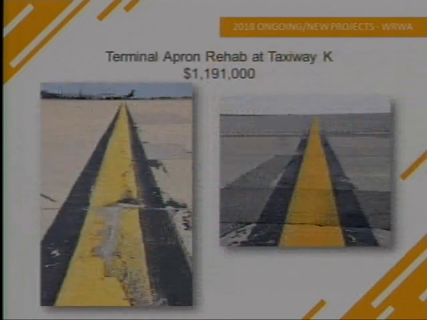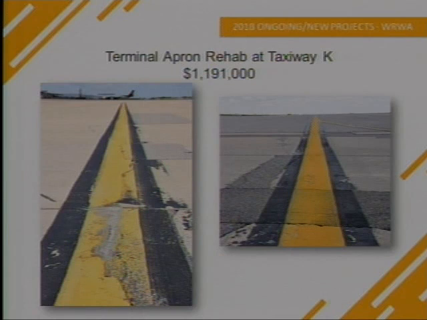Taxiway K is a taxiway connector that took a beating for a couple of years while we were underway with our taxiway C and G project. It's a little over $1.1 million project. Total cost of this is $1.3 million, and we'll be bidding that out, and hopefully get started by the end of the summer.